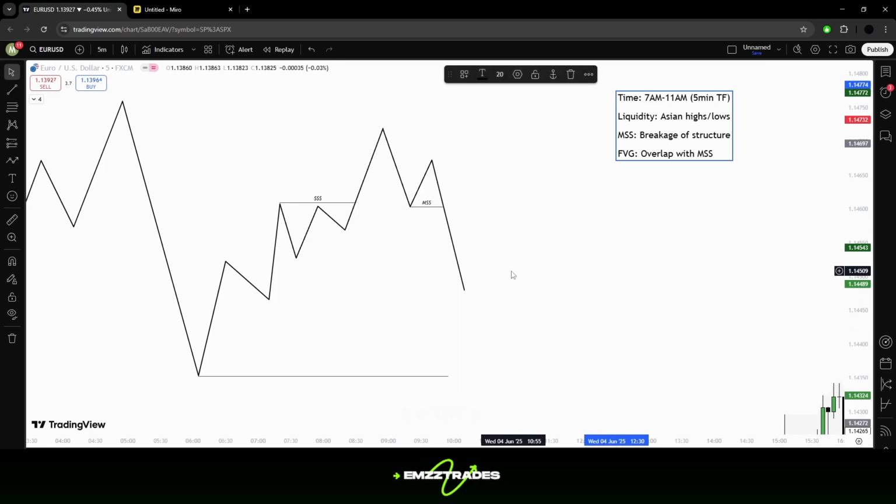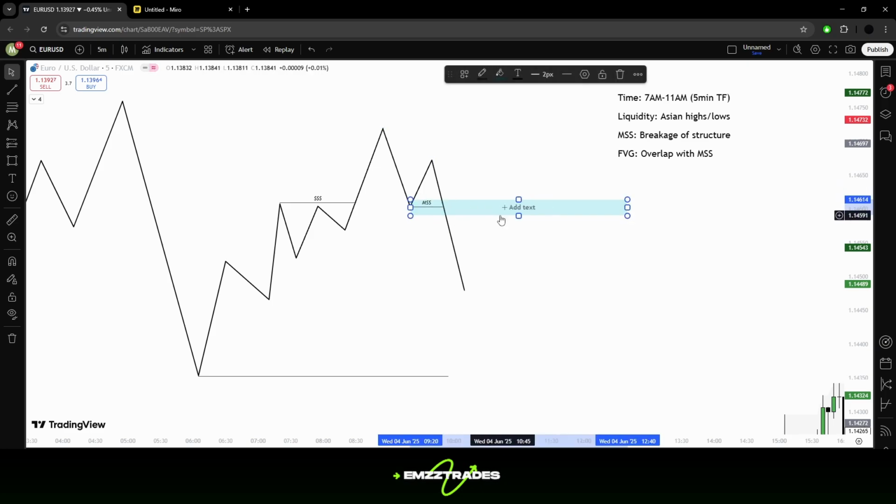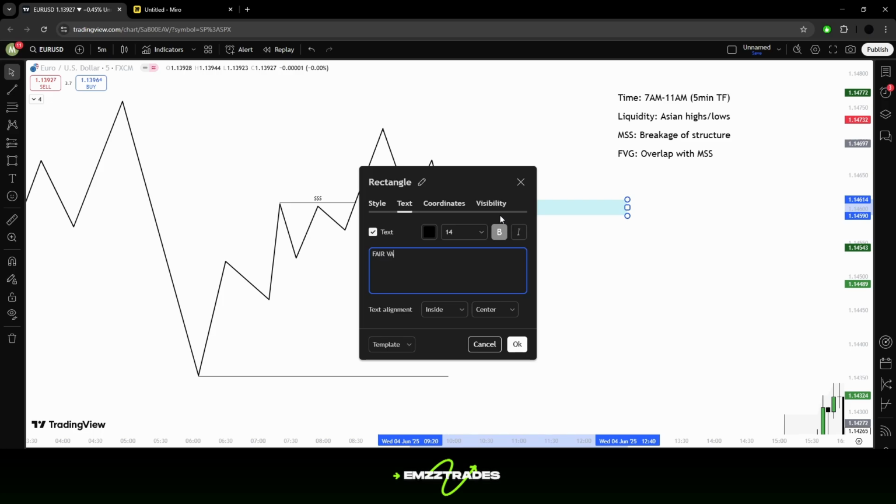And if we do overlap this with the market structure shift, we're going to have such a high win rate on this trade setup, right? As soon as we overlap it, as you can see, it's overlapped right there because it's on top of it. If I show you from this way, there you go. As you can see, it's overlapped with it, and this would be our fair value gap.